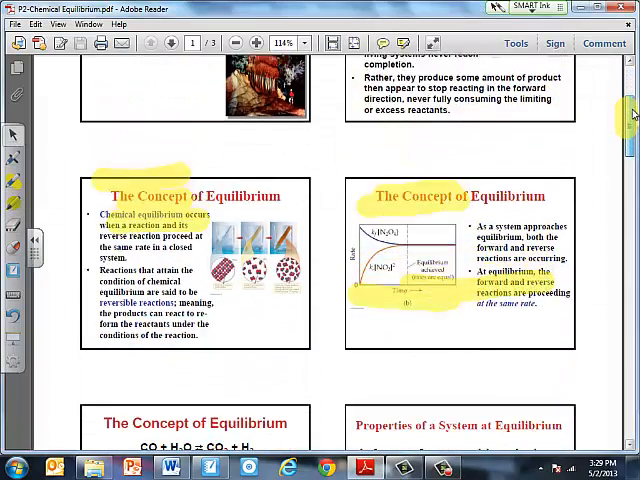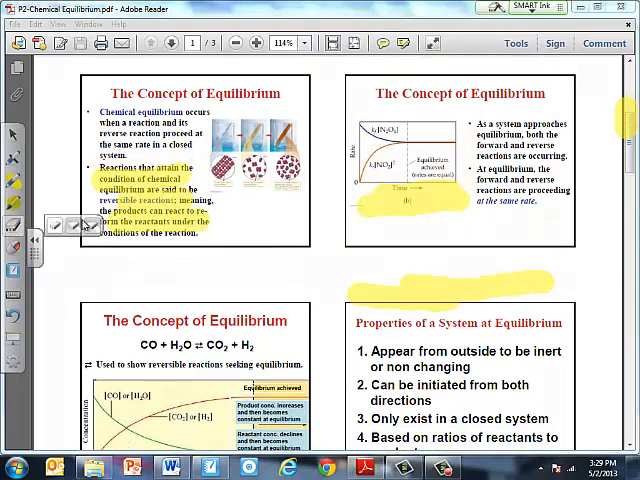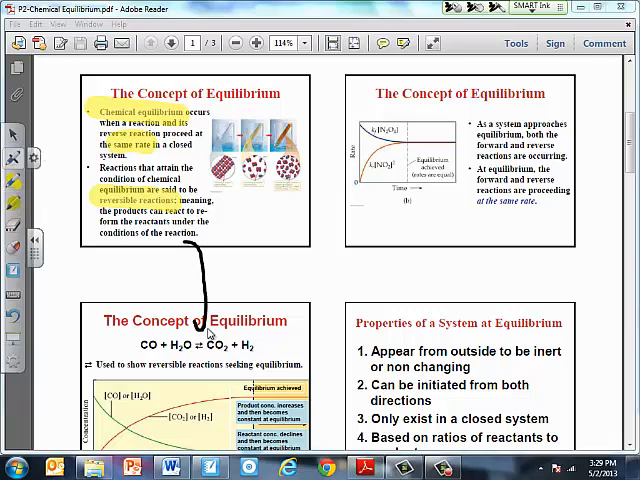All right, so if we scroll down here just a little bit. First of all, we have to define equilibrium. That's what we're going to do right here. It says chemical equilibrium occurs when a reaction and its reverse reaction proceed at the same rate in a closed system. Now, it doesn't mean you have equal amounts of products and reactants, but the same rate. Reactions that attain the condition of chemical equilibrium are said to be reversible, meaning that the products can react to reform the reactants under the same set of conditions.